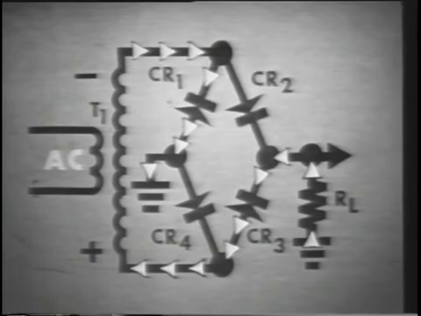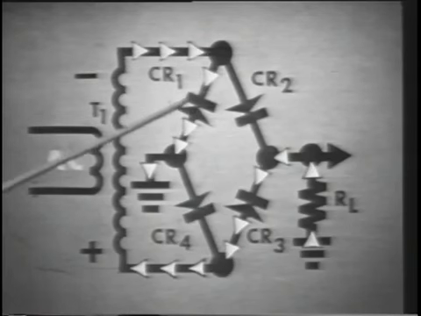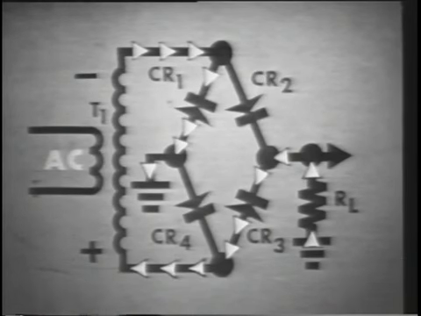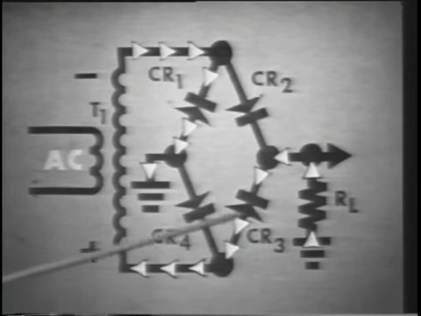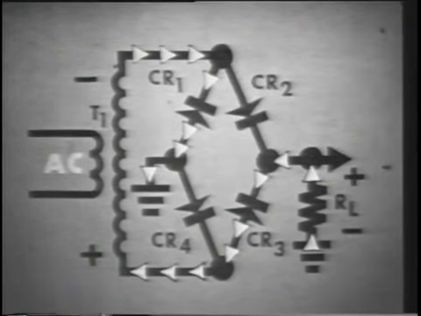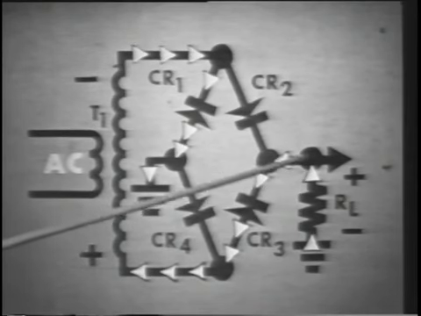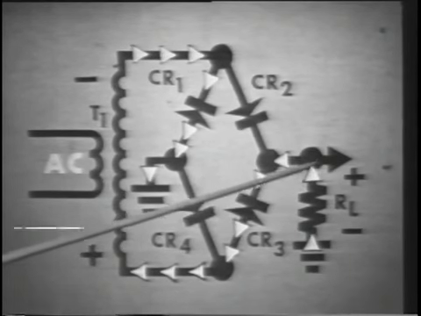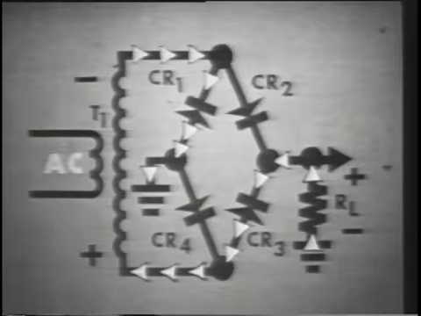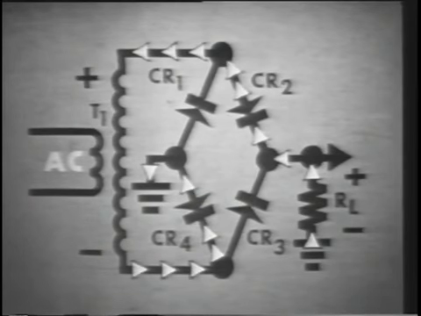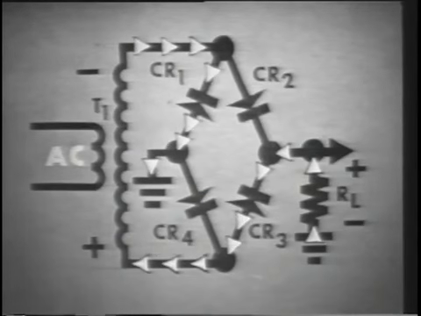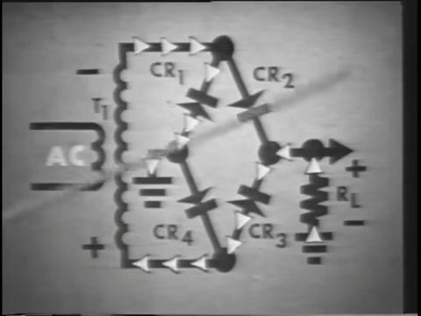When the input reverses, CR1 becomes forward biased, conducts, and grounds the top of the secondary. CR3 conducts to connect the load to the bottom end. Current flows in this direction, still up through R sub L, still producing a positive output voltage. Now notice that in both instances, current flows the same direction through the load. So the output voltage is always positive.